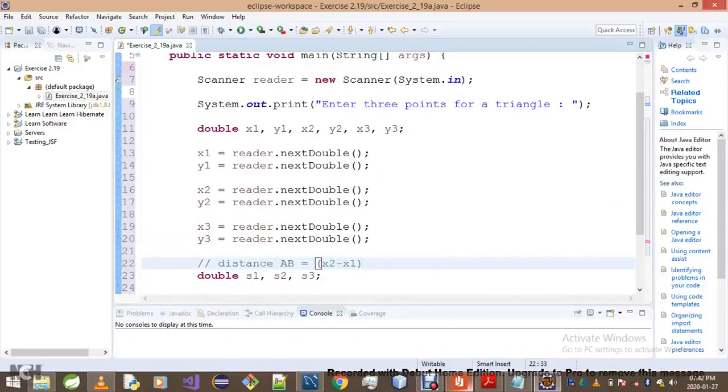So the distance between 2 points will simply be x2 minus x1. You square that. If you want to square that, you simply multiply that, you find the product of these two. Then you simply add the results.